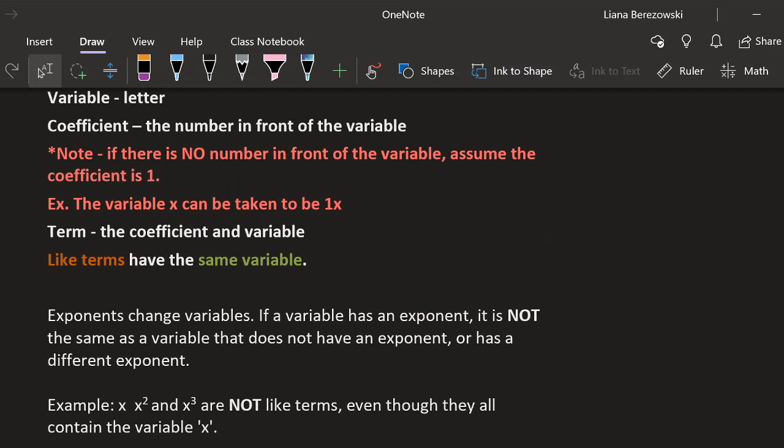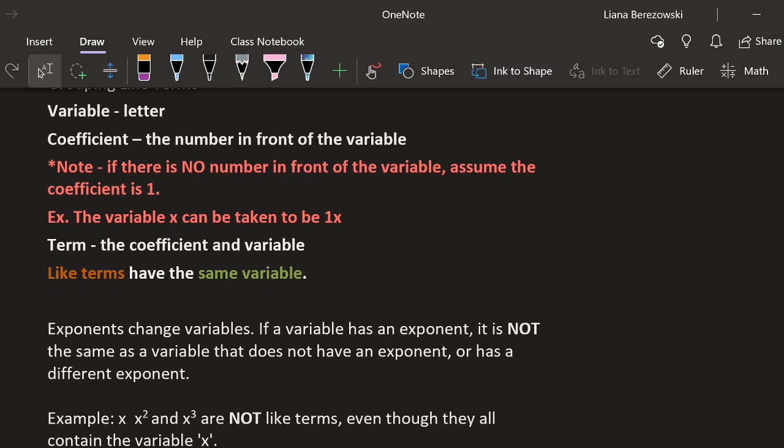The first real algebra type thing that we got into was grouping like terms, and we had to talk about a few different definitions before we got into that. So the variable is going to be the letter. It's that thing that you don't know and that we end up solving for.